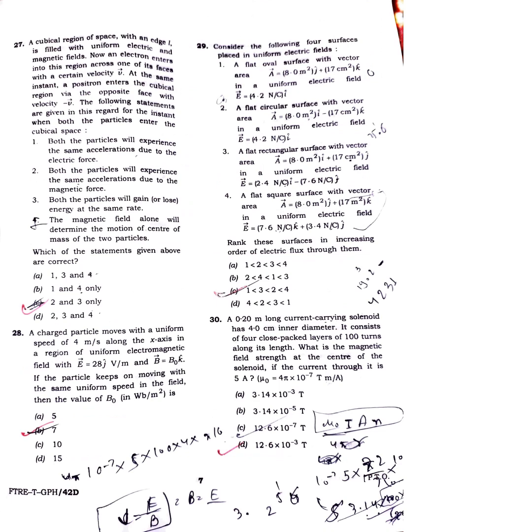Second, 26th question. A light beam traveling in the x direction is described by the electric field. So this answer B, 3.2 into 10 to the power minus 18 Newton. A cubical region of space with the edge is filled with a uniform electric and magnetic field. Now an electron enters into this. So answer C. Okay.